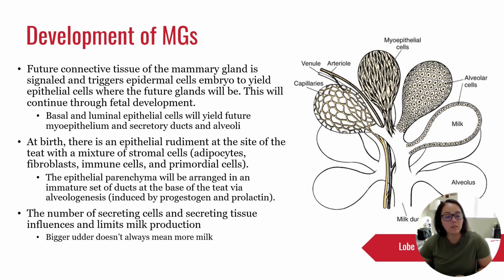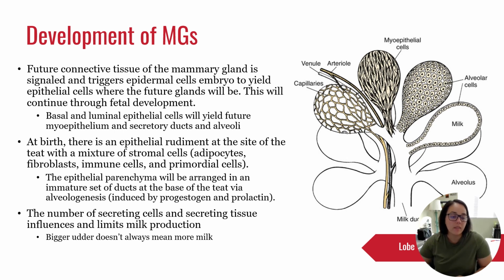So at birth, there is an epithelial or basic epithelial rudiment at the site of the teat that has a mixture of stromal cells. And the mixture of those stromal cells are adipocytes, fibroblasts, immune cells, and primordial cells. So if you look at a calf just born and you were to take histology of the teat, and look at that under a microscope, those are probably some of the cells that you're going to see.